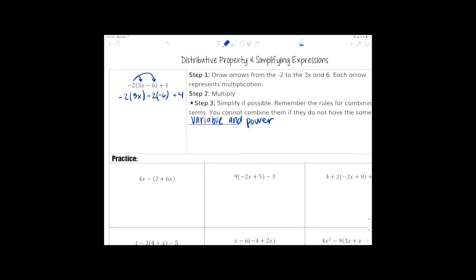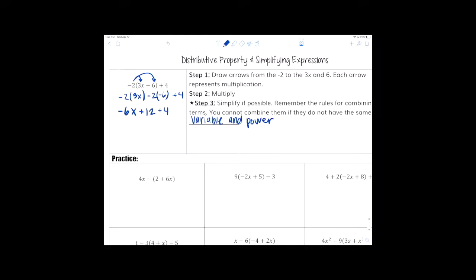So now I'm going to multiply. I have -2 times 3x, which gives me a -6x. Good. And now I have a -2 times a -6. What does that give me? It gives me a positive. Remember, a negative times a negative gives me a positive. A positive 12. And then what is that extra thing I have at the end? +4. Am I done here, or can I continue to simplify? I can continue to simplify.